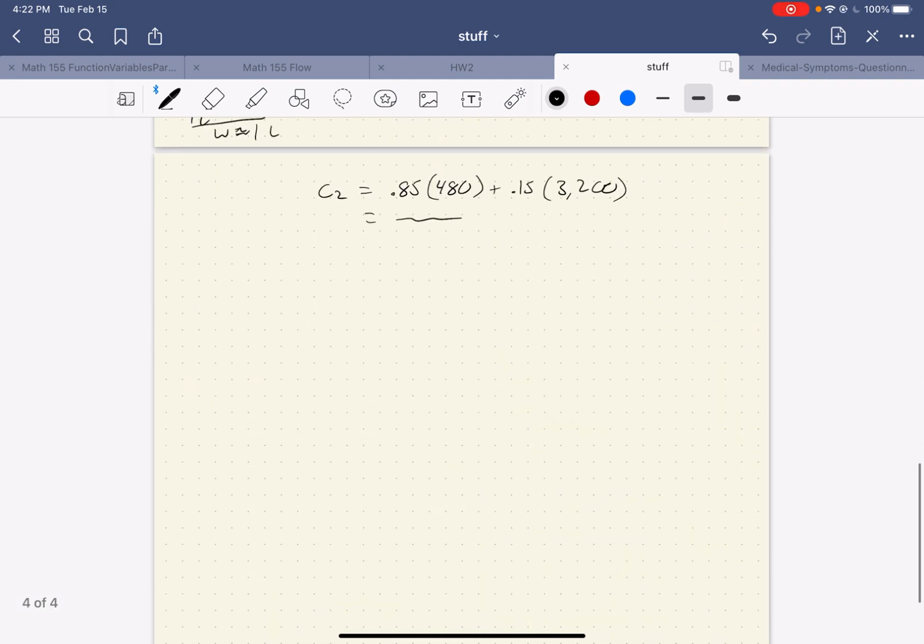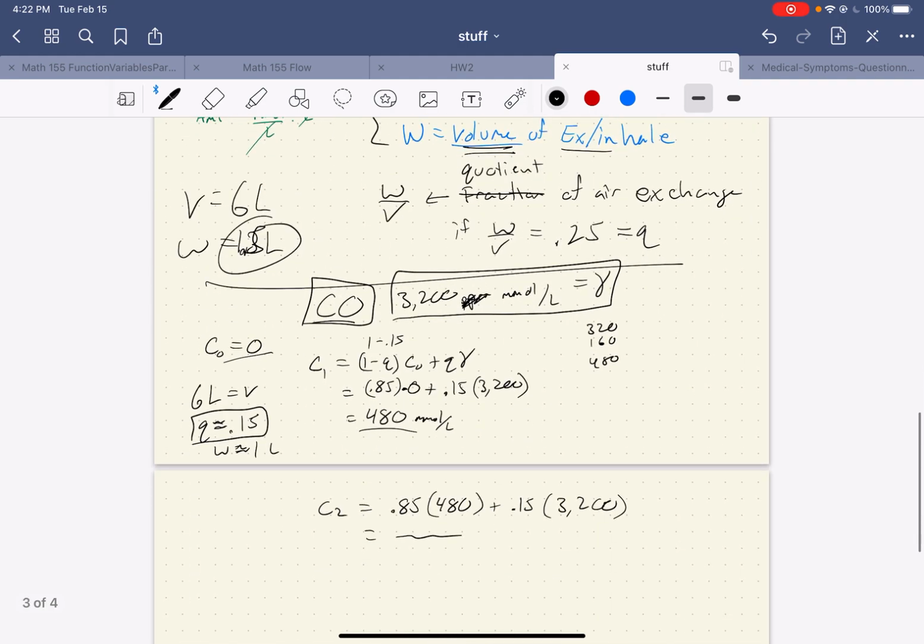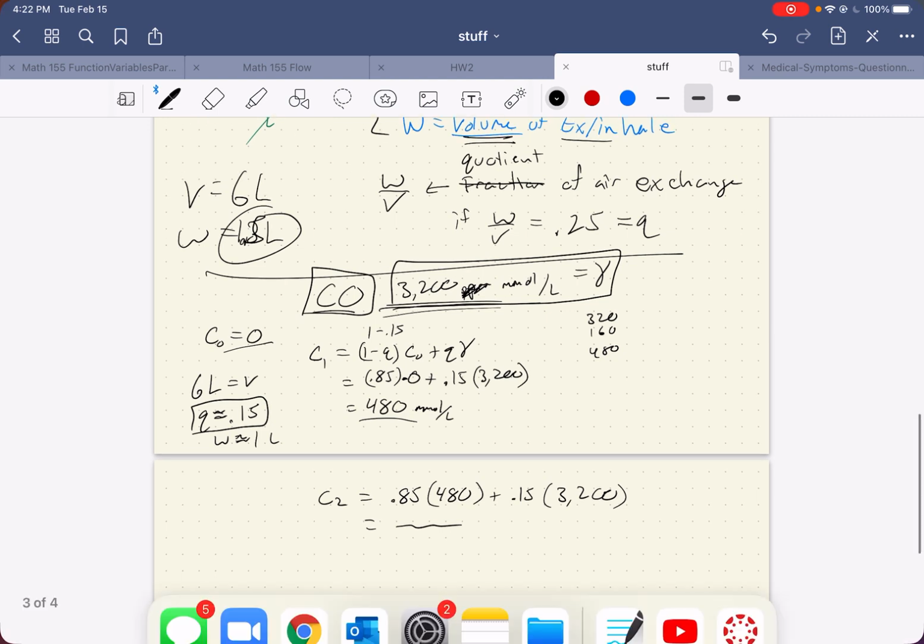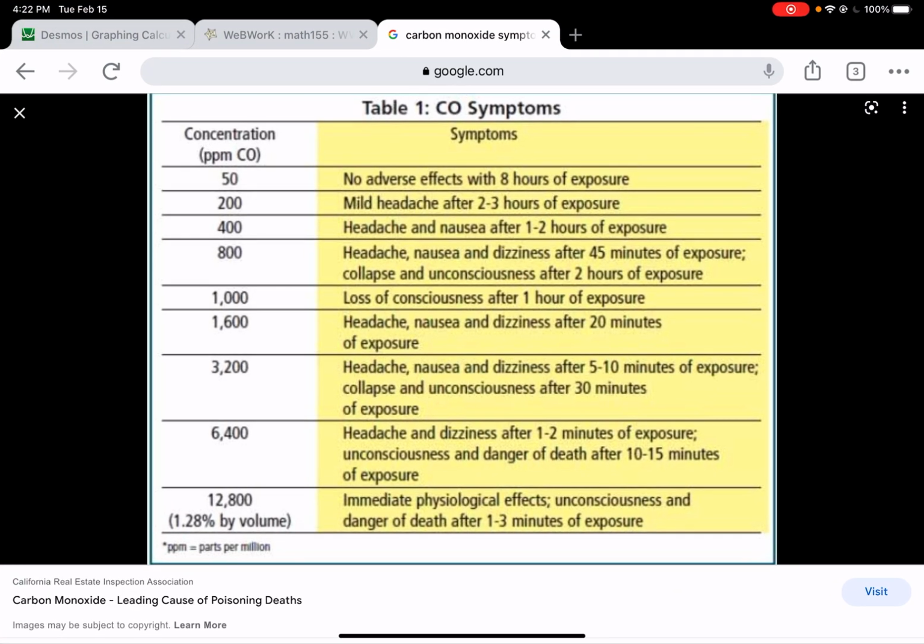Same idea with the lungs. More and more, the air in my lungs is going to resemble the air of the room I'm standing in. And this is why it takes time for side effects to occur. If you're only in that room for 1 to 2 minutes, you probably only took about 6 to 10 breaths. And so, yeah, you're going to be exposed to carbon monoxide and you're going to get a headache, but you're not going to be in danger of death.